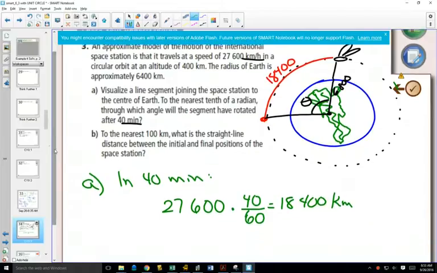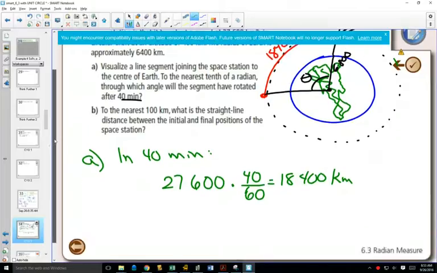Well, drawing the diagram is nice because when we look at our diagram, we realize that we have an arc length problem here. But we know the arc length. What we don't know is the angle. And on your formula sheet, you have the arc length formula. It's in its simplified form. S equals theta times the radius. And this formula only works when it's in radians.